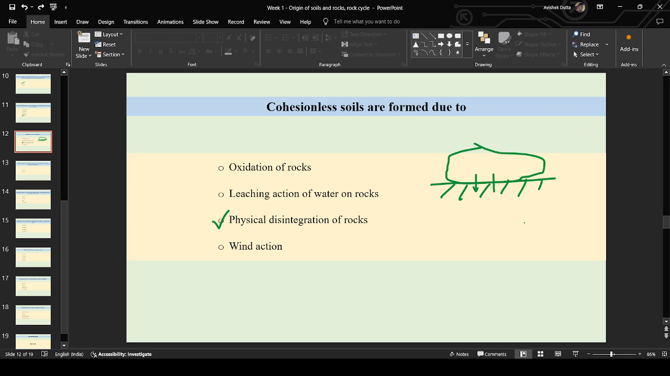So that is leaching action, and this does not form cohesionless soils. Physical disintegration of rocks, for example sandstone, disintegration forms sands. Large boulders are formed from the fall of rock blocks from higher ground to lower ground. So physical disintegration is mainly responsible for cohesionless soils. There may be a scenario where leaching action of water or oxidation of rocks might form a soil which has a combination of cohesionless and cohesive soil, but in general, naturally occurring cohesionless soils are mainly found by physical disintegration of rocks.